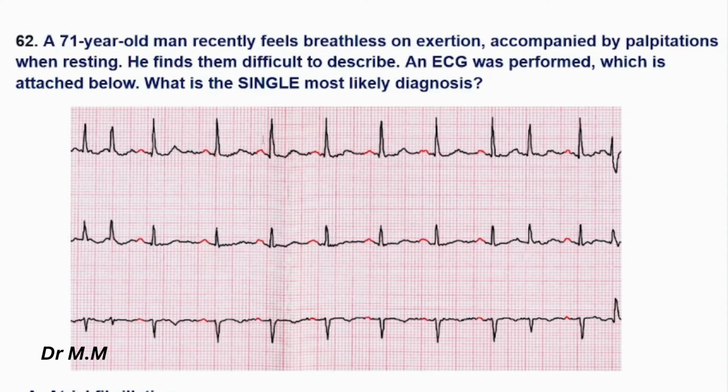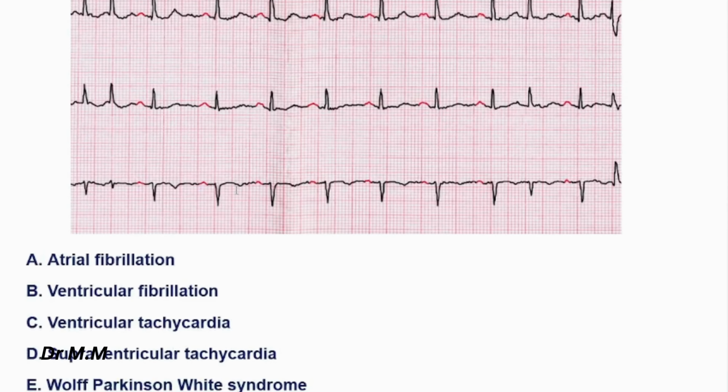We can see in the patient's ECG, it's irregular with a rugged baseline pattern, and here we are going to see the choices. A. Atrial fibrillation. B. Ventricular fibrillation. C. Ventricular tachycardia. D. Supraventricular tachycardia. E. Wolff-Parkinson-White syndrome.